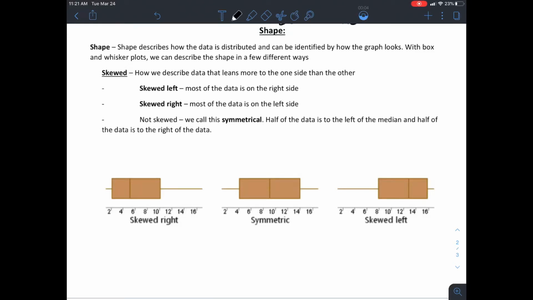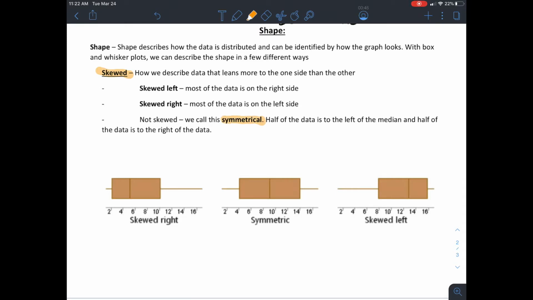All right, guys, now that we talked about center and spread and went through some examples showing you some questions that you might see on upcoming quizzes or tests, we're going to talk a little bit more about shape and what I meant by skewed and symmetrical earlier when talking about whether to use the mean or the median as our measure of center. All right, so shape describes how the data is distributed and can be identified by how the graph looks. With a box and whisker plot, we describe the shape in a couple of different ways. So we use that word skewed and the word symmetrical.